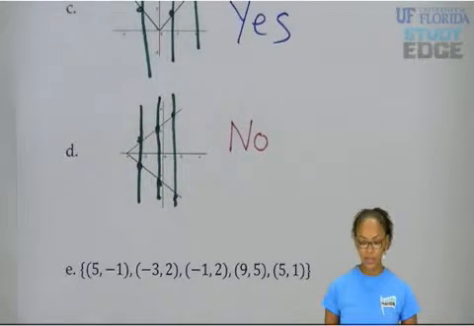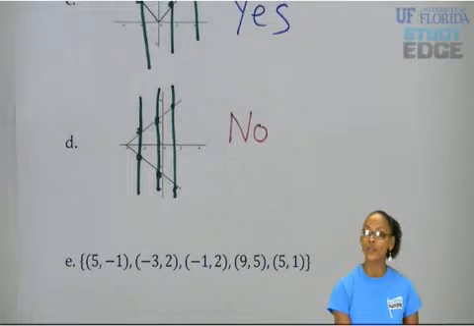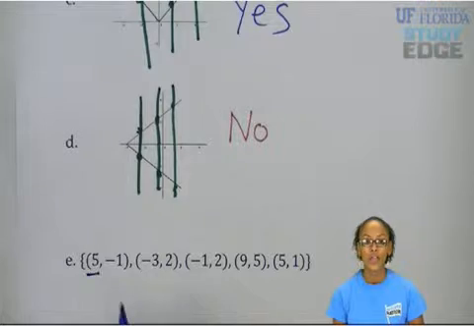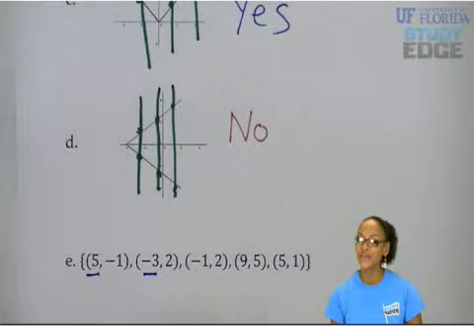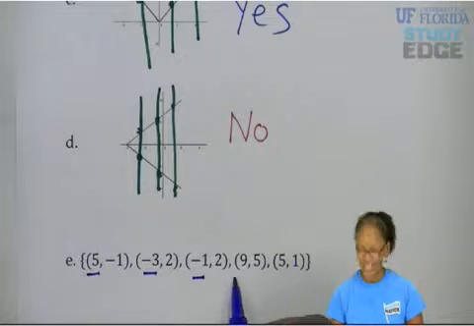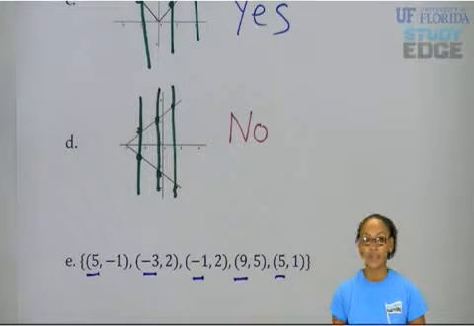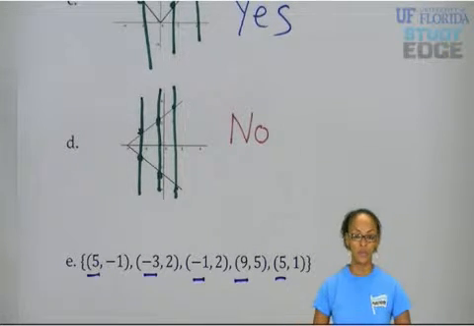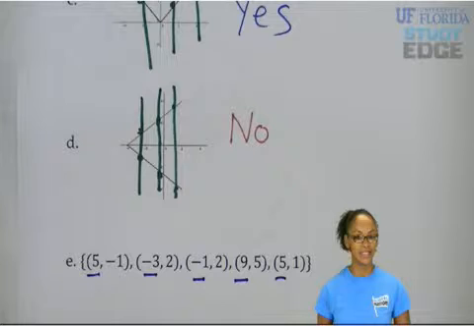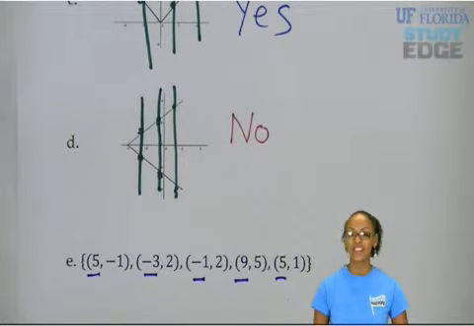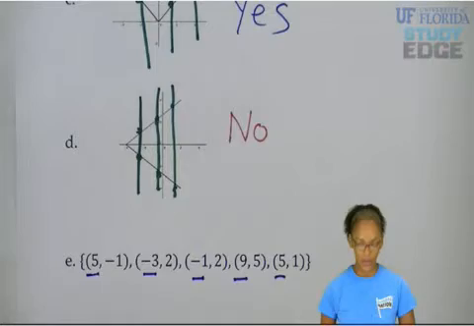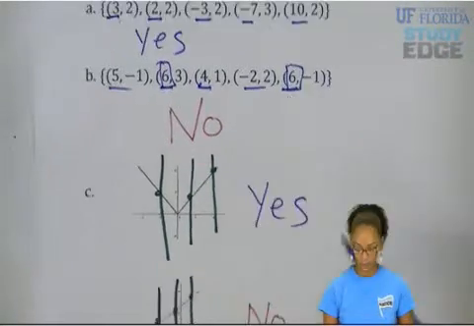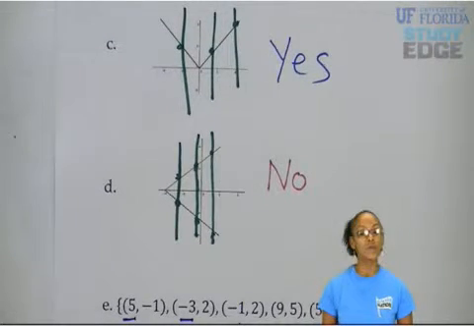Lastly, we have ordered pairs again. So let's go through and underline the x's. We have 5, then we have -3, -1, 9, and 5. We said 5 twice, so right away we know there's a duplicate x coordinate. So, does it pass the function test? No. So, for B, D, and E, our relations are not functions.